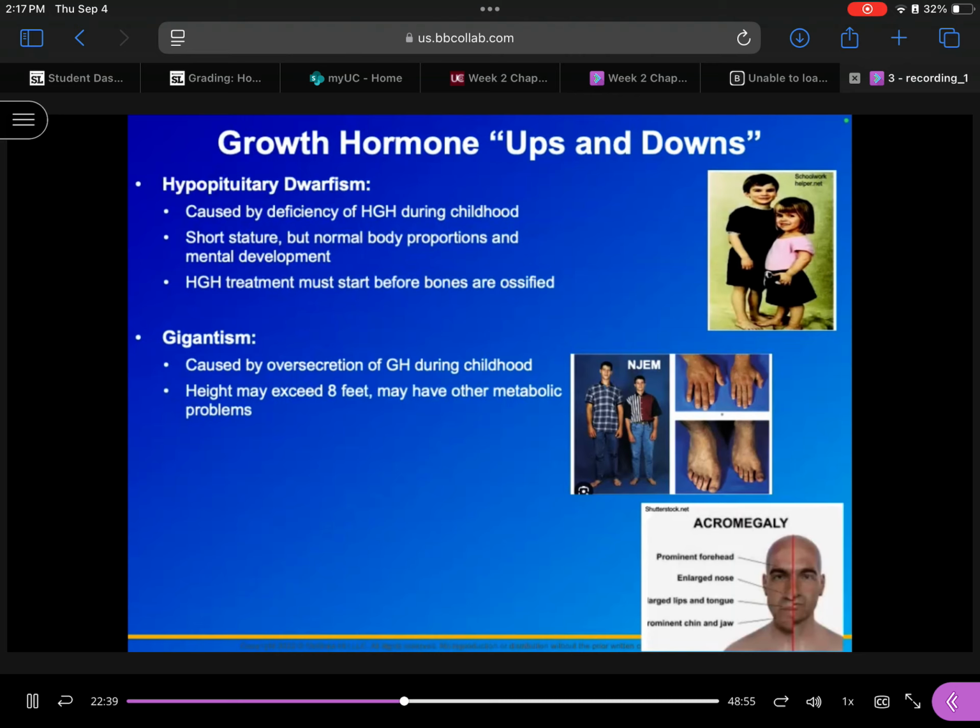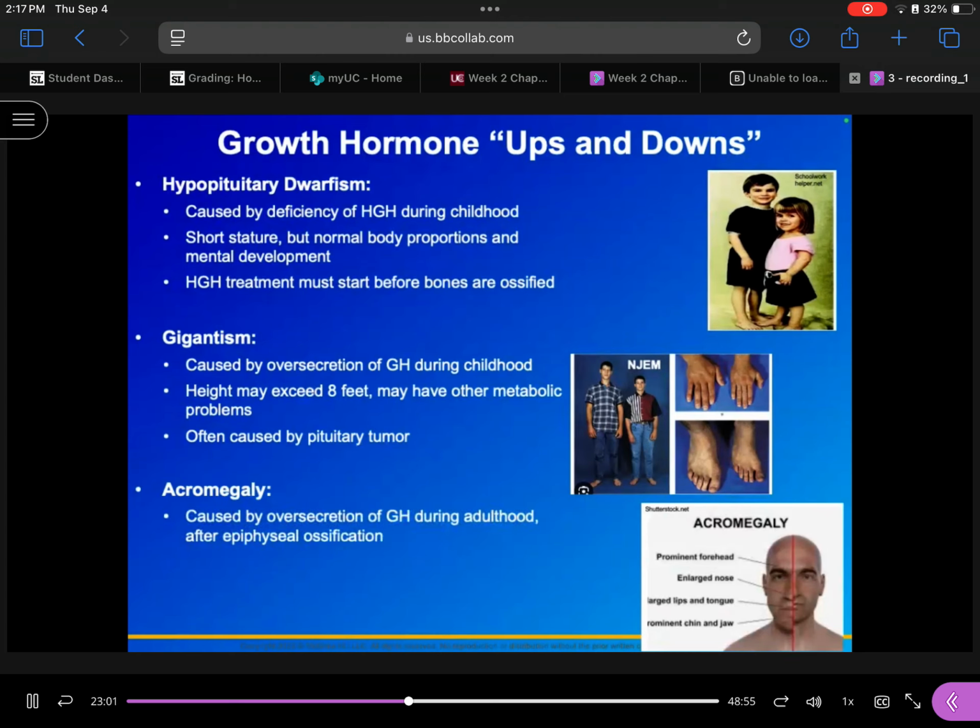That's crazy. But they may have other metabolic problems, because you think about all of the organs that that's affecting, not just the bones as an organ. All right, it's often caused by a pituitary tumor, and that's actually what the kid that I knew had, a tumor. Anyway, so that is gigantism, and you can see some pictures over there, which is kind of crazy.